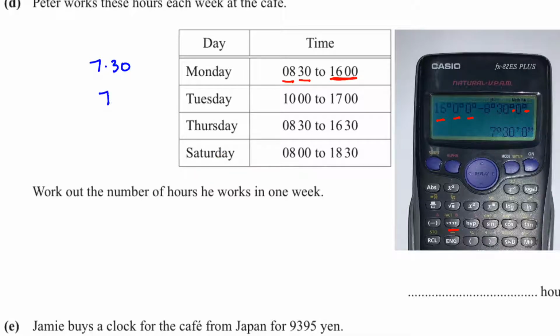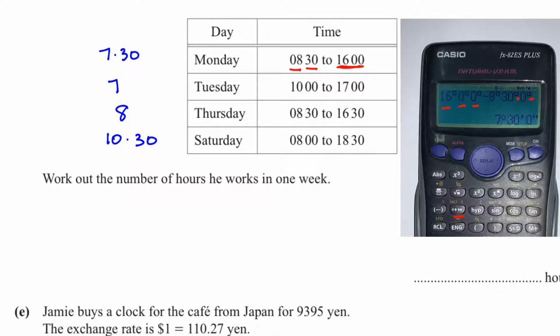And we will get 7 hours, 8 hours, and 10.5 hours. Add all of these together and when you add all of the numbers, you will get 32. And 30 minutes plus 30 minutes will give us 1 hour. So total number of hours, 33 hours.